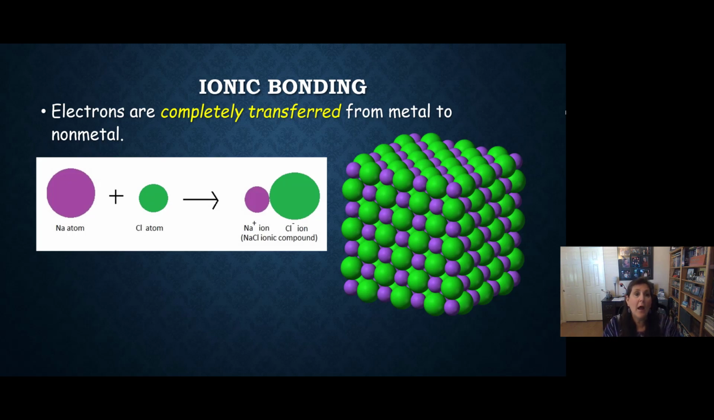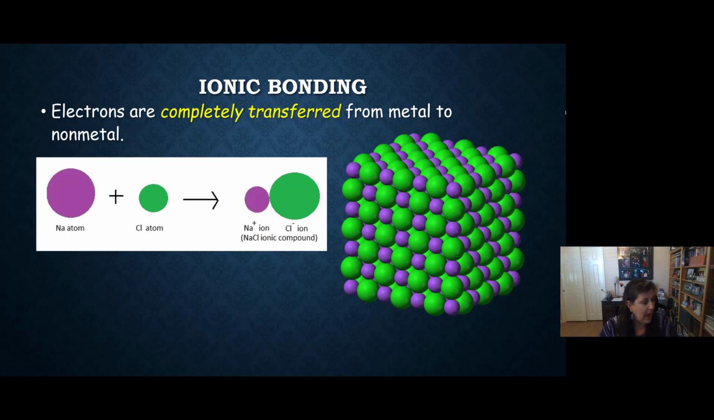Now we just learned that ionic bonding is when metals lose electrons and give them to nonmetals. So the electrons are completely transferred from a metal to a nonmetal. So here we have a sodium atom in purple and a chlorine atom in green.